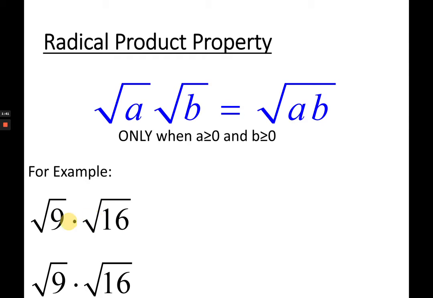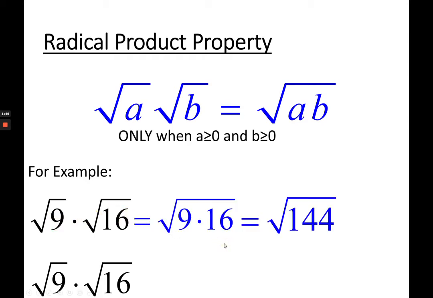What if you multiply 9 times 16? 9 times 16 is 144. 144 is a perfect square with a square root of 12. What if you just perform the square root of 9 and the square root of 16? You have 3 and 4. 3 times 4 is 12. This shows that either method is possible, but it all depends on the problem. Just make sure you don't violate your math property.